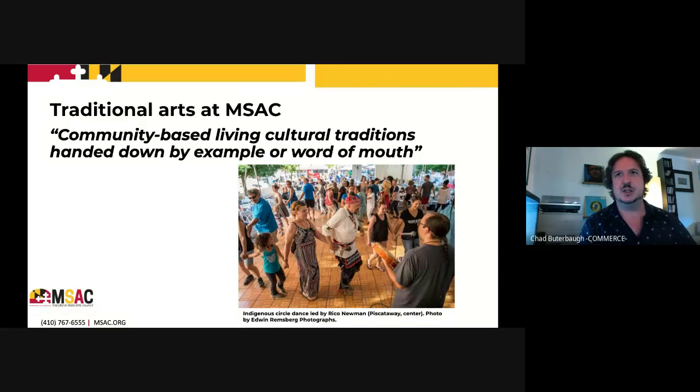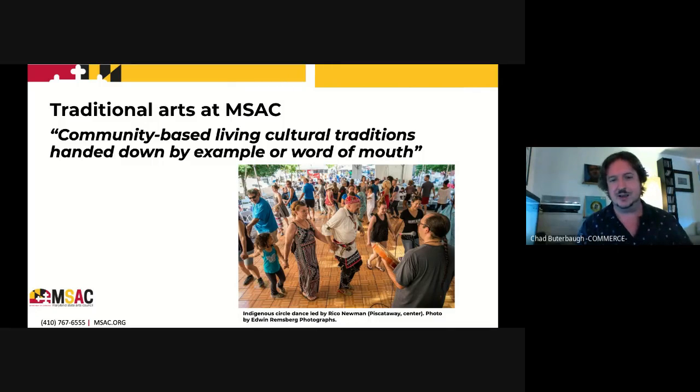And that is really a kind of definition that takes in a lot of different art forms, so that the traditional arts could be about performance, or they could be about craft or material objects, and they could even be about customs and rituals and beliefs. So here are just a few slides.